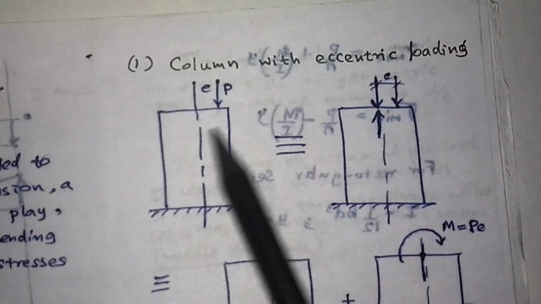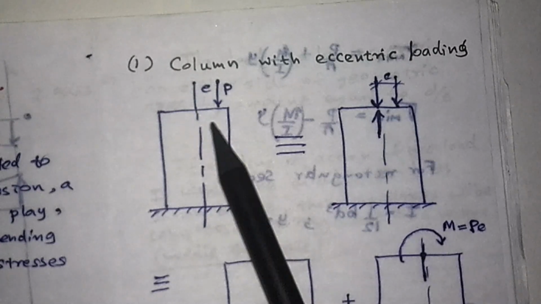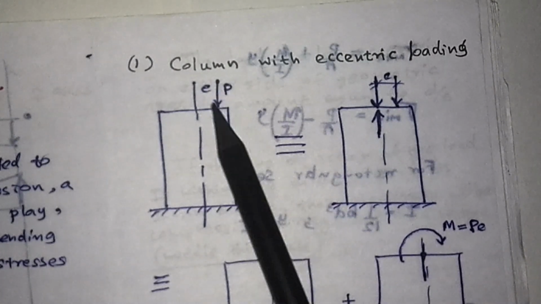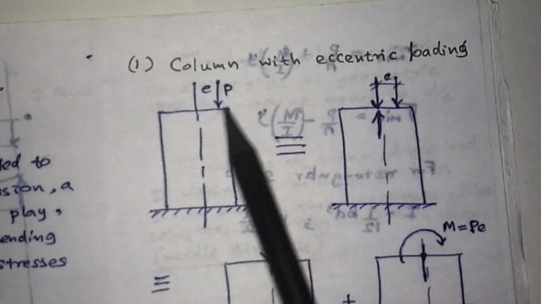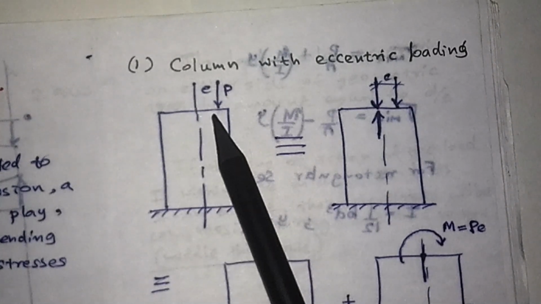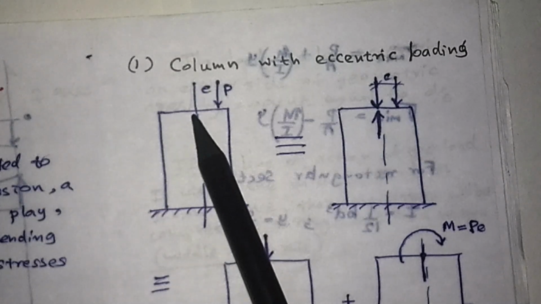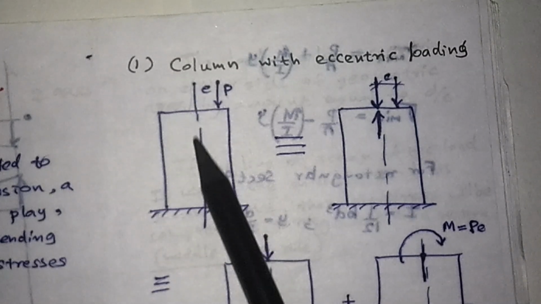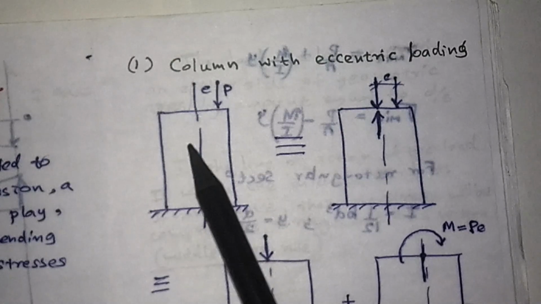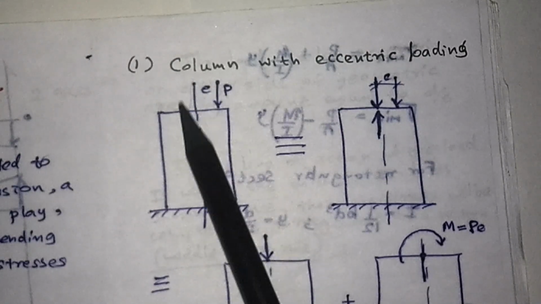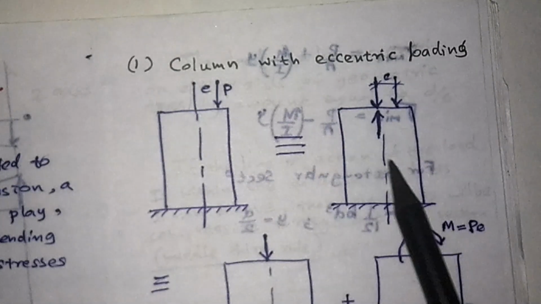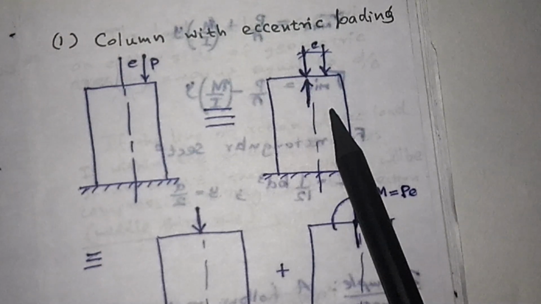Previously I mentioned this one, column with eccentric loading. This is very much similar. You have a load P at an E distance from the center line. When you apply a vertical load here and another similar load vertically upward, then it's okay. It's very much similar to this one.